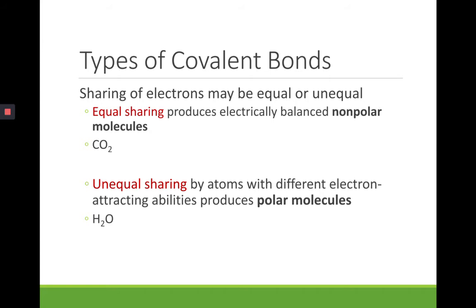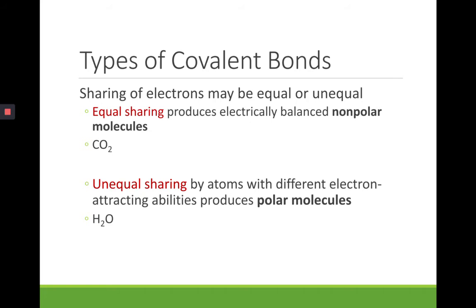Now, if we share electrons equally, we would form a nonpolar molecule. Equal sharing means not one side is going to be slightly negative and the other side slightly positive because the electrons are closer to one atom than the other. That doesn't happen with equal sharing of electrons, so that would form a nonpolar covalent molecule.